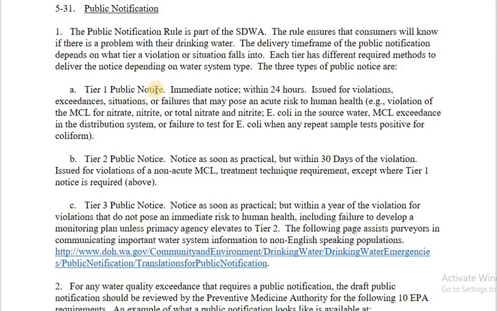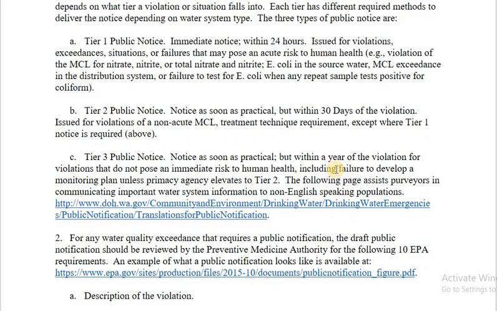So again, it talks about like the different types of public notices. Tier 1, as how I read these, Tier 1 is the worst. Tier 2, not so bad. Tier 3, not really a problem. So Tier 1 means you need to notify people within 24 hours. And that's basically something the water could cause an acute risk to human health. So a big thing to remember, such as like failure to test E. coli. So Tier 1, immediate notice within 24 hours. Tier 2, not so bad, but not great. Notice as soon as practical, but within 30 days.